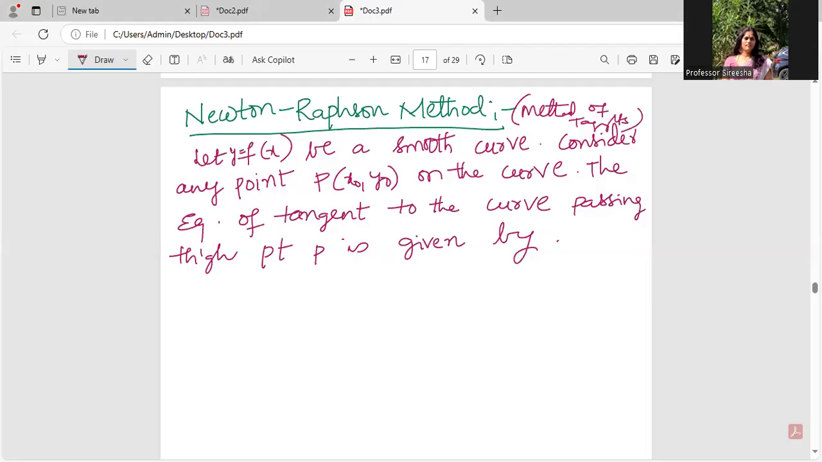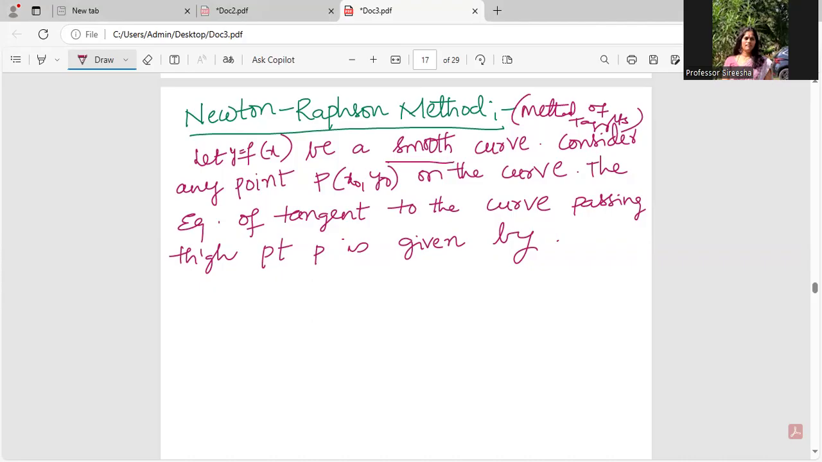Okay, why is it called so? Let us see why it is called the method of tangents. Now, y is equal to f of x be a smooth curve. Smoothness means a continuous curve. No discontinuities are there, whether they are finite or infinite. I don't want any discontinuities in the curve. It's a smooth curve. Consider a point P (x naught, y naught) on the curve.